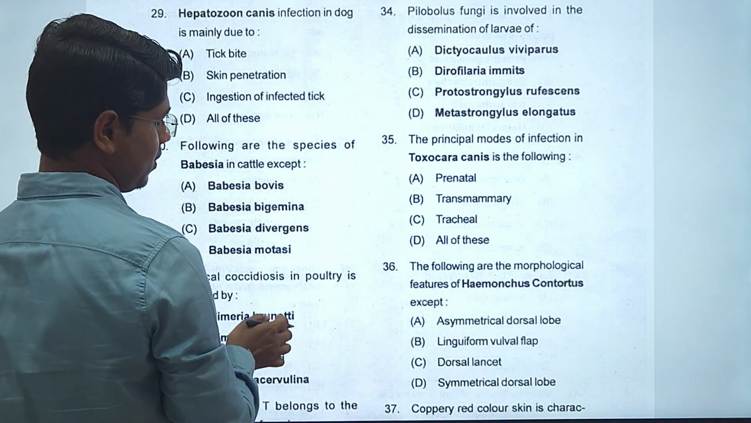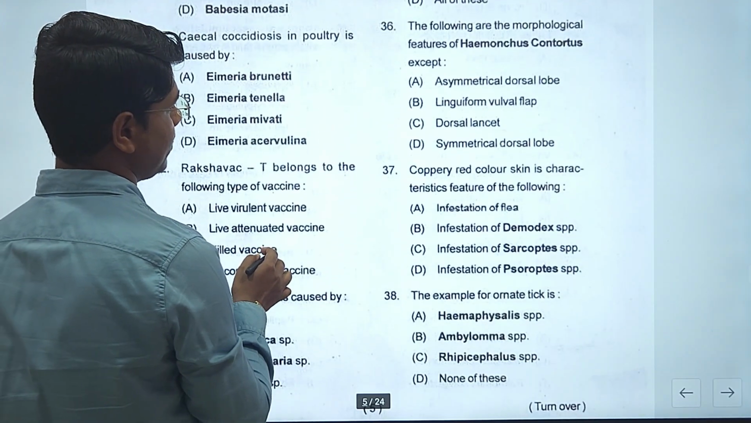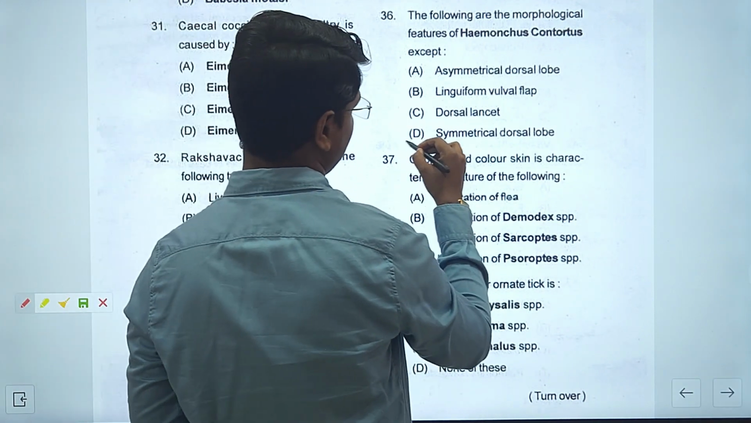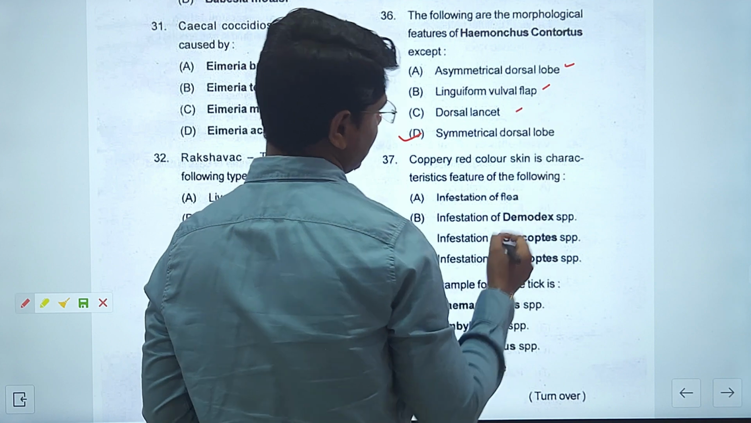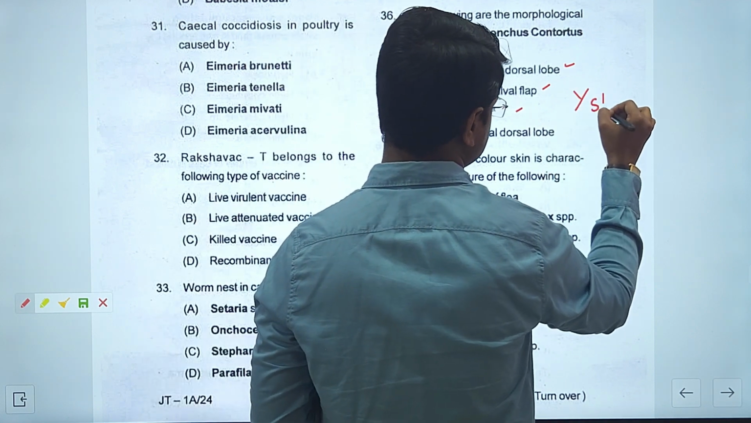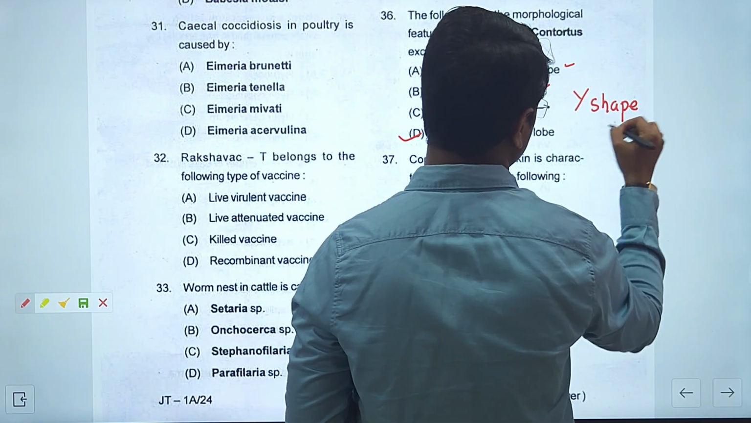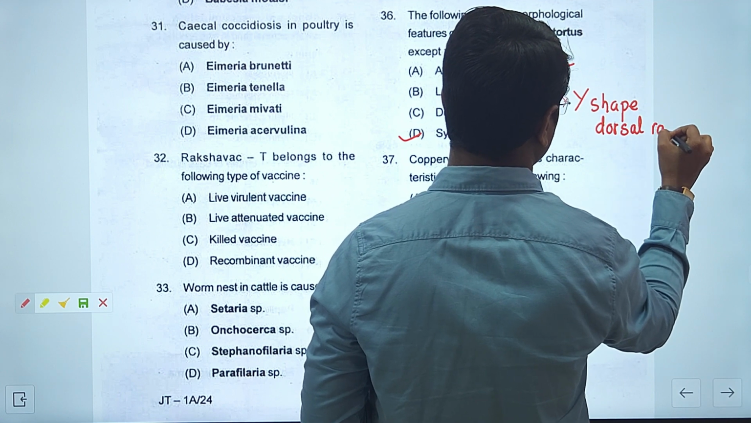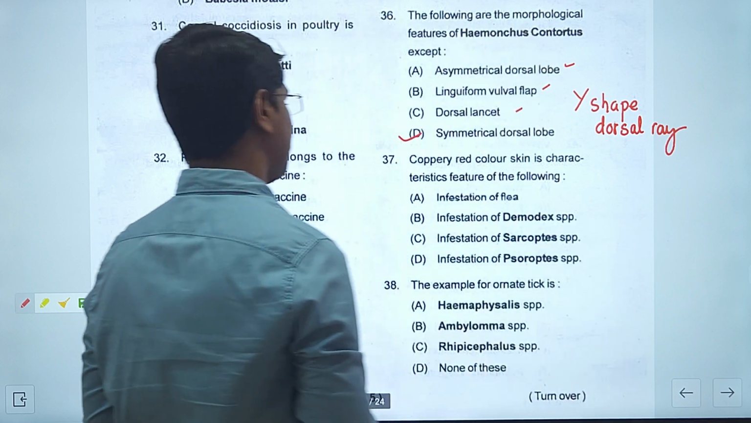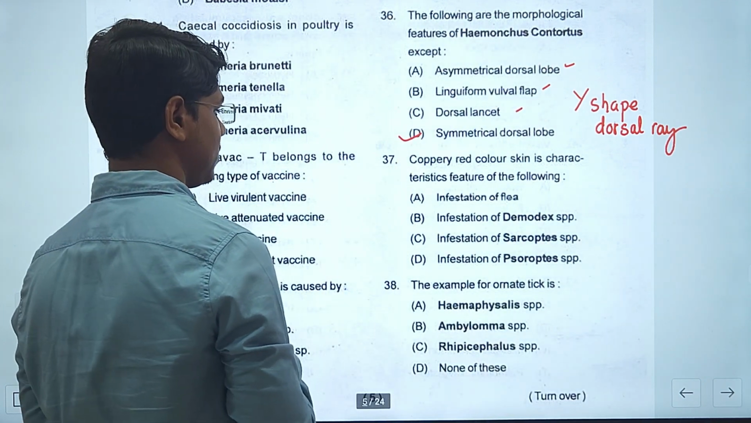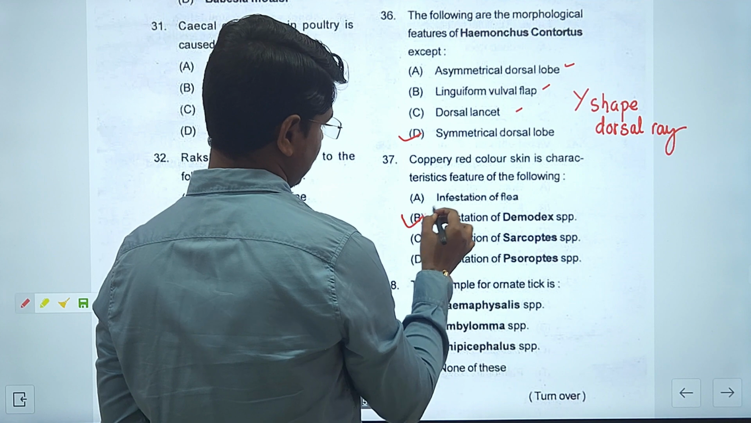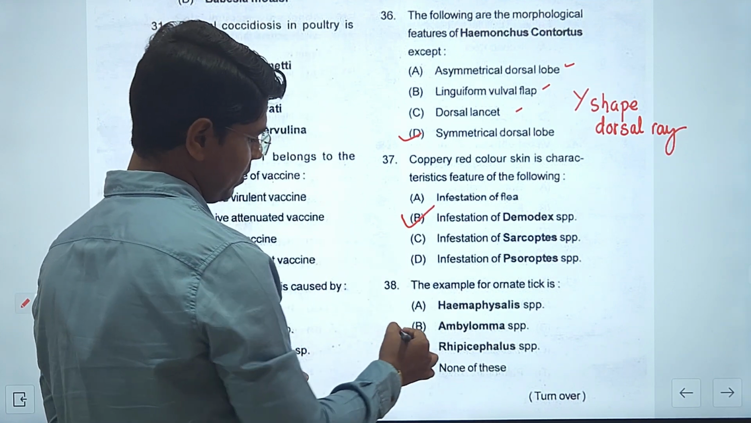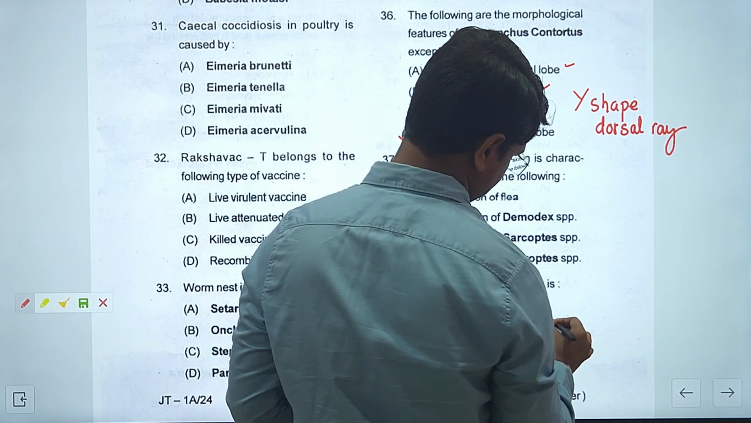Next question: the following are the morphological features of Haemonchus contortus. The answer is asymmetrical dorsal lobe; all others are correct, except that you will also find a Y-shaped dorsal ray. Coppery red colored skin is a characteristic feature of Demodex species infestation. The examples of ornate ticks are Amblyomma and Dermacentor.